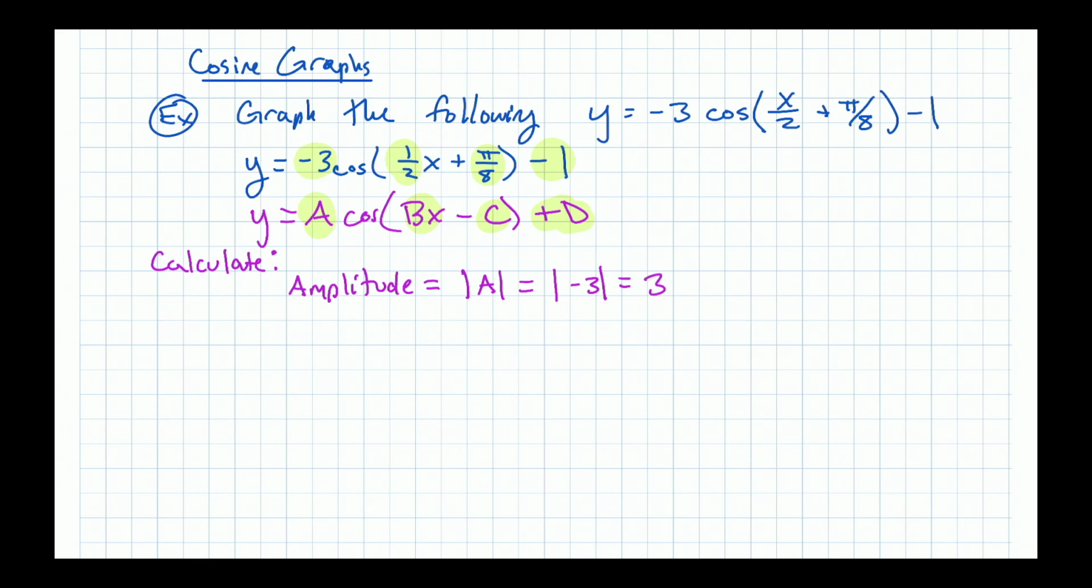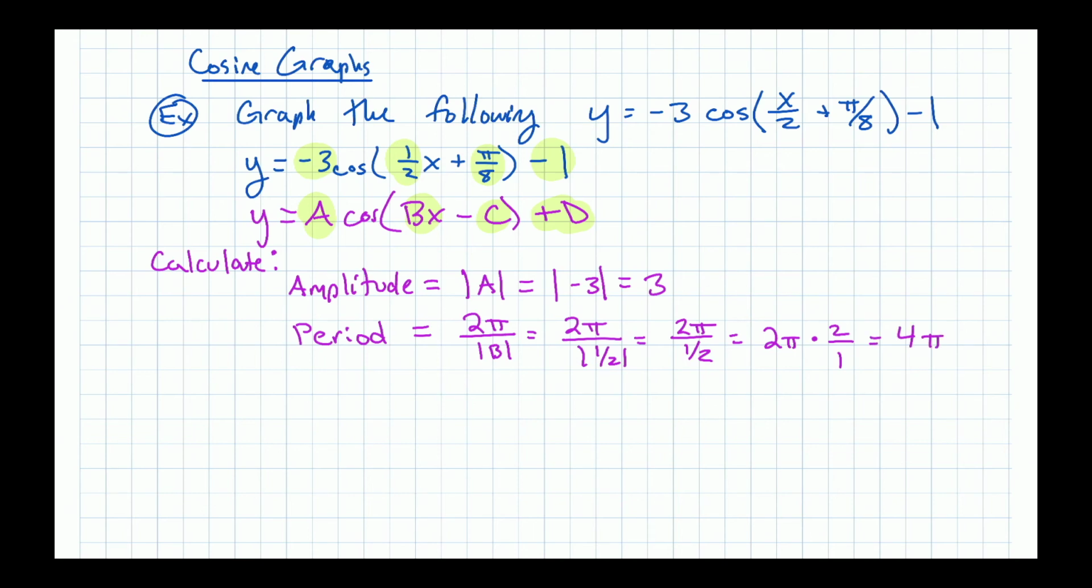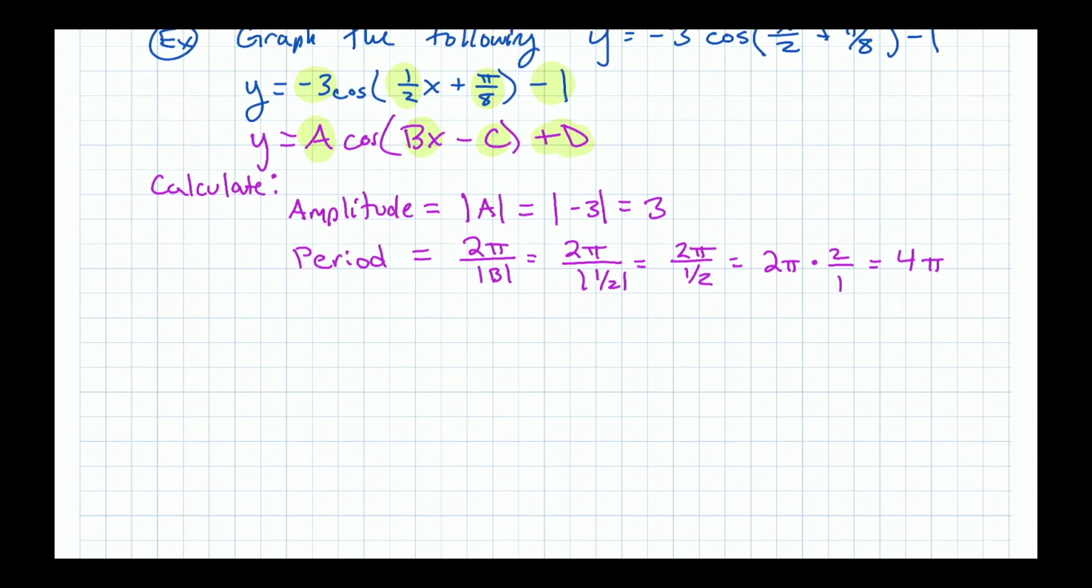Another thing you're going to need is the period. The period is going to be 2 pi over the absolute value of B. So it's 2 pi over the absolute value of 1/2, which when you divide by a fraction, remember that that is the same thing as multiplying by the reciprocal. So dividing by 1/2 is actually multiplying by 2. So 2 pi over 1/2 is 4 pi, like that. So amplitude, period, we're going to need the phase shift and the midline.